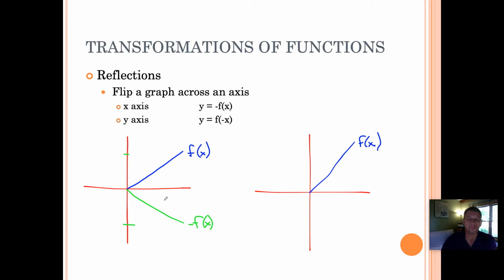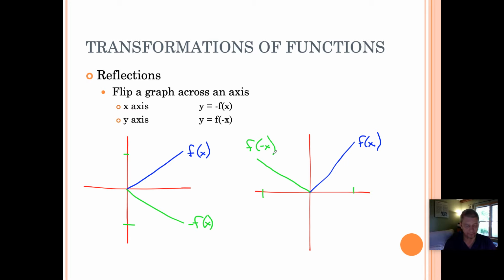On the other hand, if I make the value of x negative, well, this is the positive x, the negative x is over here, and so the reflection of this is going to be f of negative x. And so that's the way that you do reflections. If you change the sign of the entire function, you flip the graph around the x-axis. If you change the sign of the value of x, then you flip the graph around the y-axis. And so that's the way that we look at reflections.